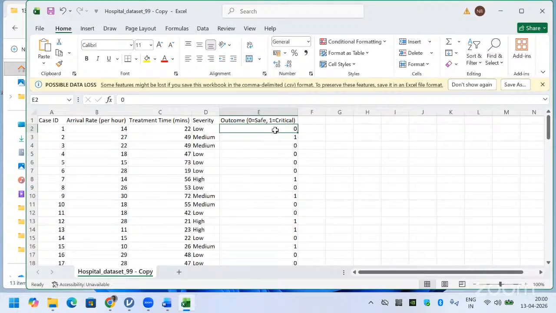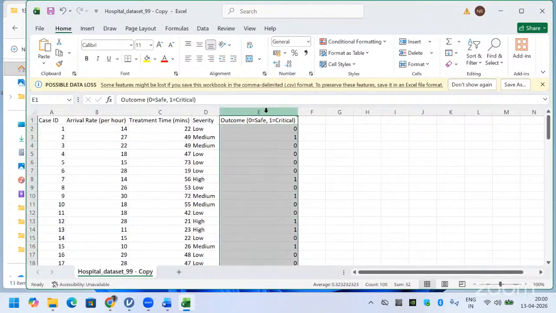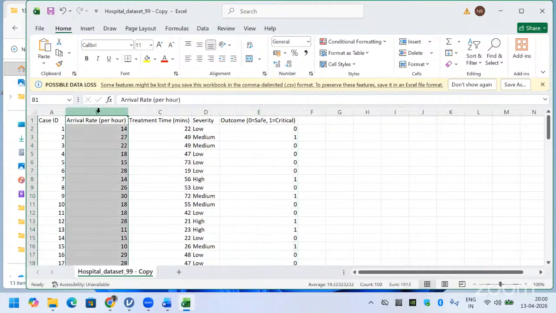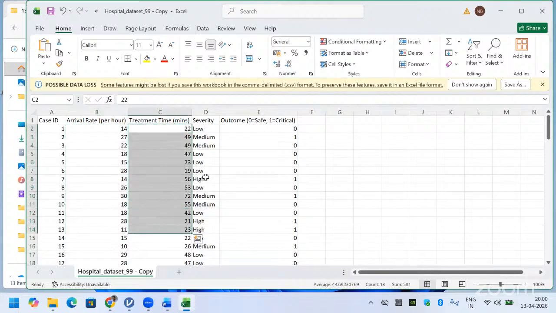Now we need to fit a model to check this outcome: what is the variable which is impacting? Is it arrival rate, treatment time, severity, or sometimes all three put together? That is our objective. Is that clear? Now here you will see the actual impact of logistic regression, because arrival rate is a number, treatment time is a number, and here severity is a categorical variable: low, medium, high.